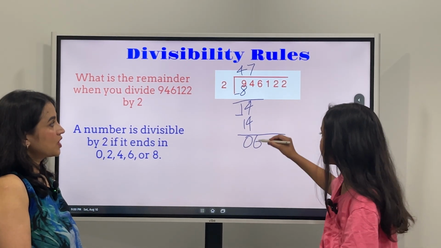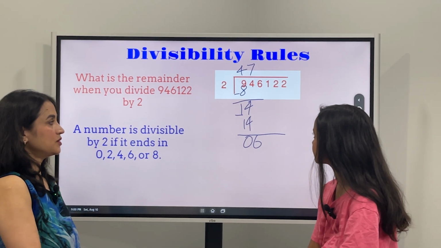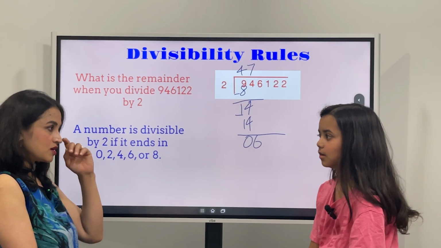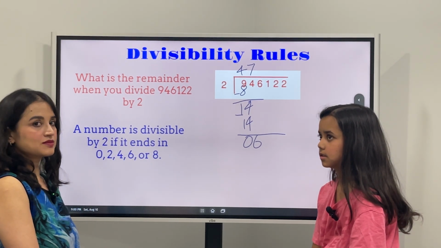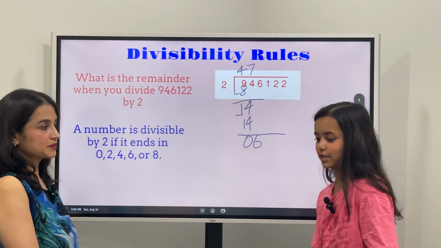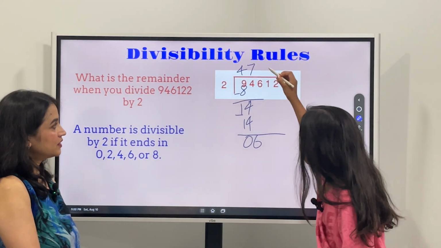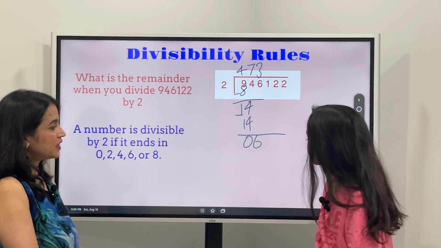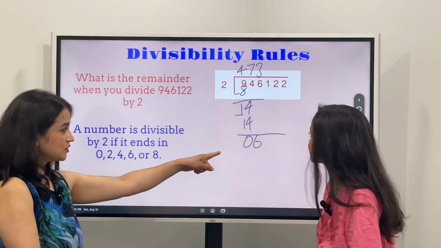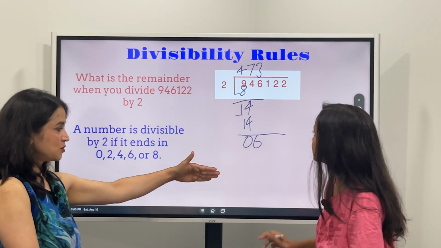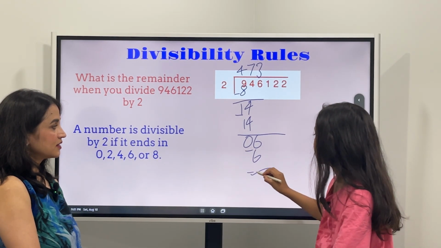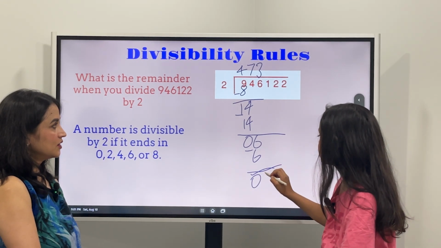Now, which table? 2 times what will be 6, lower than 6 or almost 6? Almost the same number. So the answer is 3, because 2 times 3 is 6. So 3 will go there, and then you subtract. So 6 minus 6 will be 0, and then 1.